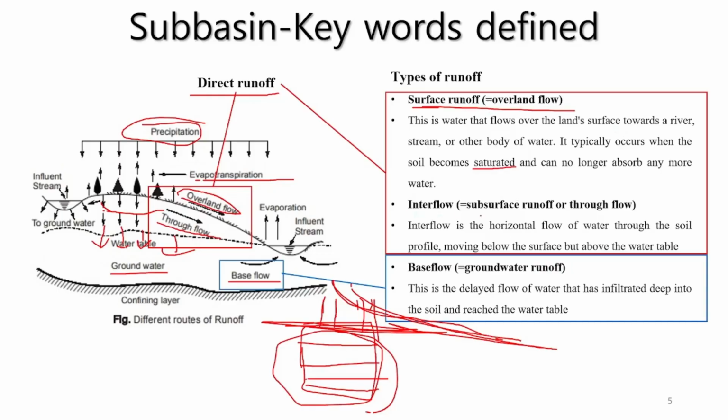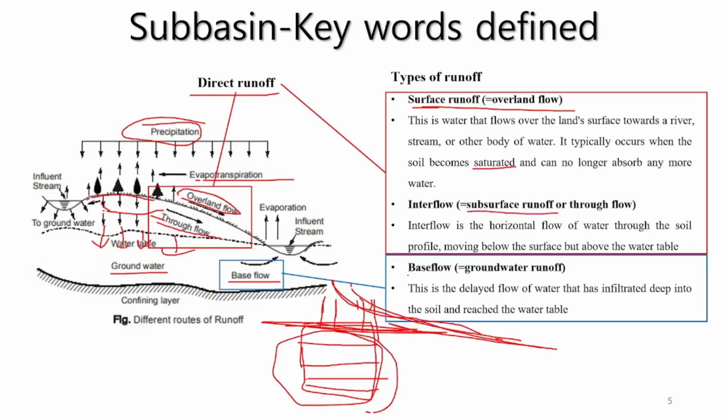Interflow is subsurface runoff or throughflow. Interflow is the horizontal flow of water through the soil profile, moving below the surface but above the water table. Like I explained earlier, some water, instead of flowing on the ground or below the water table, will flow just between the ground surface and the water table. We call that interflow or throughflow, same thing, or subsurface runoff.